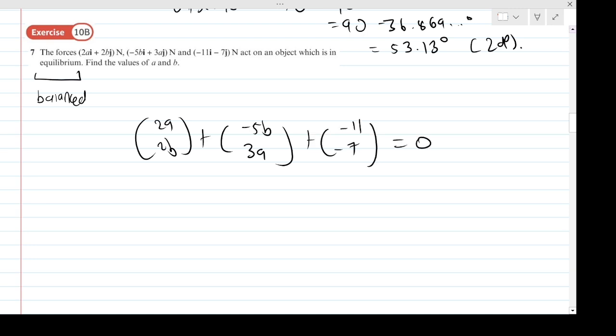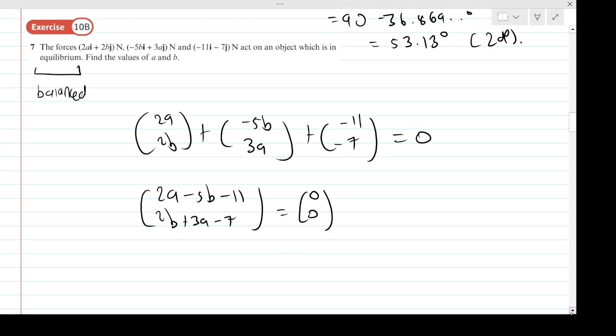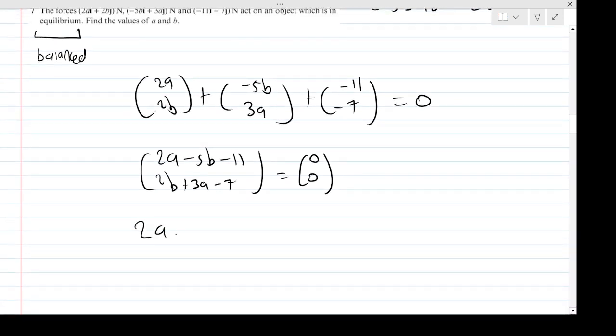Okay? Because the resultant, if we add all the forces up, which is the resultant, it has to be 0 because it's in equilibrium. It's in a balanced state. Okay? So, if we add all the vectors up, well, if we add the top numbers, we're going to get 2a minus 5b minus 11. And then 2b add 3a minus 7 equals 0. Now 0 as a vector is just 0, 0, right? So all the top and bottom numbers have to equal 0. Right, so at that point we just get the equations. 2a minus 5b minus 11 equals 0. And 2b plus 3a minus 7 equals 0.